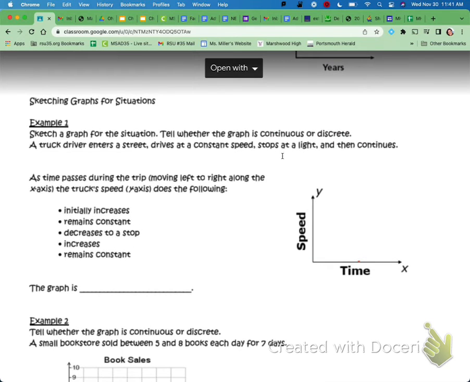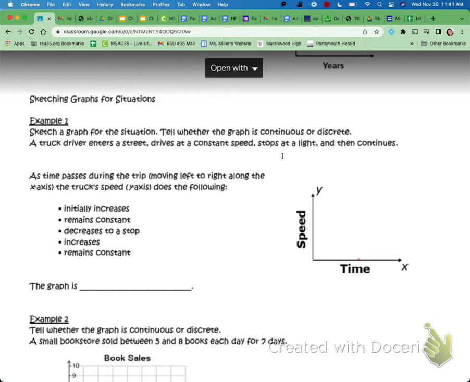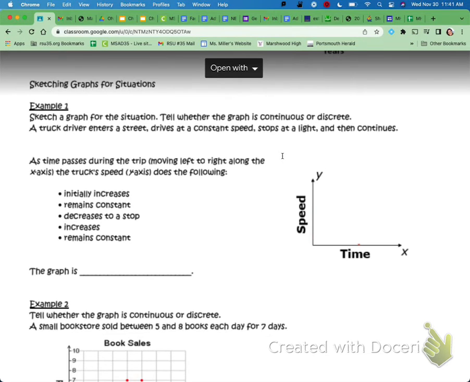All right, so now let's go ahead and sketch graphs. We're doing the opposite. So sketch a graph for this situation.